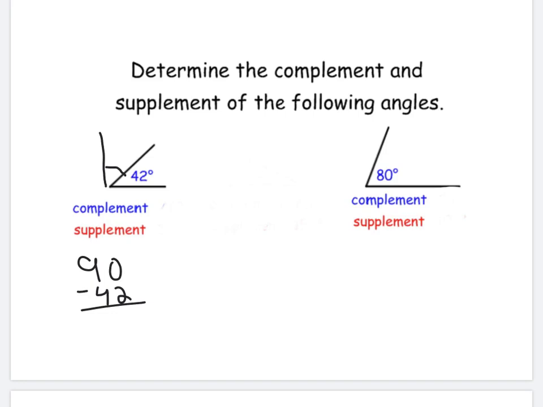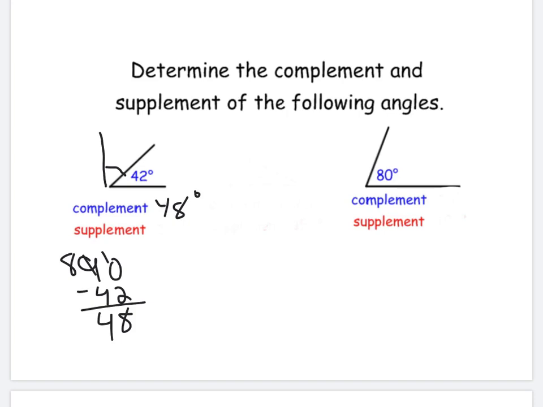So I cannot take 2 from 0, so that becomes a 10. The 9 I have to borrow from becomes an 8. 10 minus 2 gives me 8. And then 8 minus 4 gives me 4. So my complement for this particular angle would be 48 degrees. Don't forget your degree symbol.